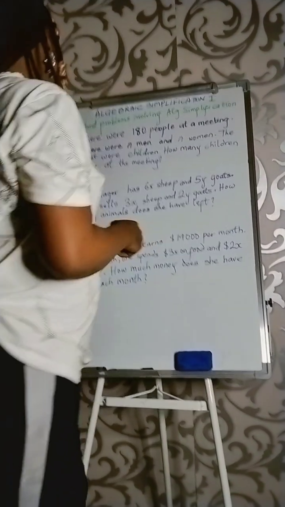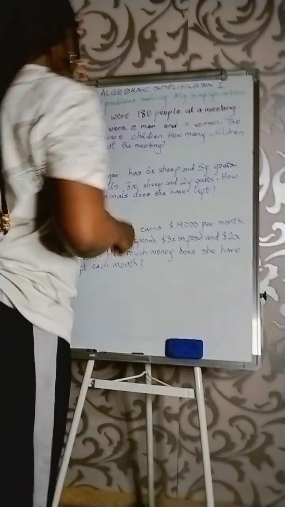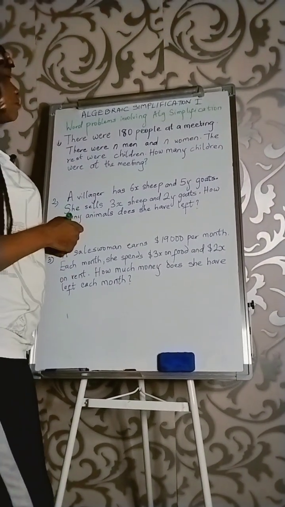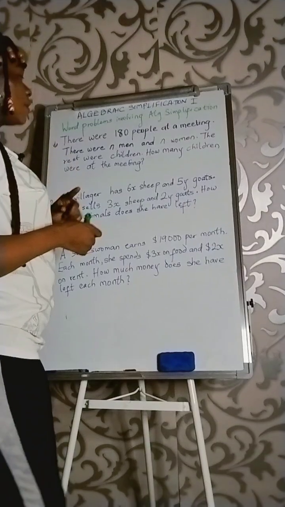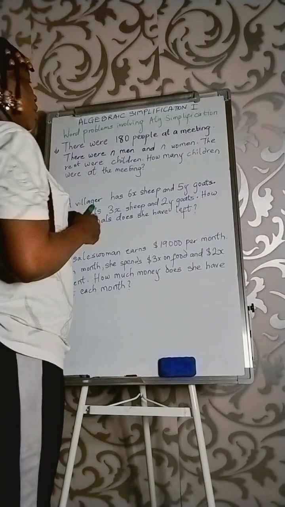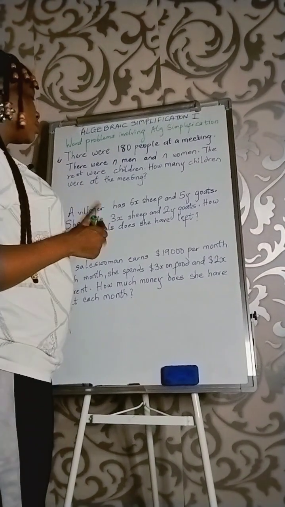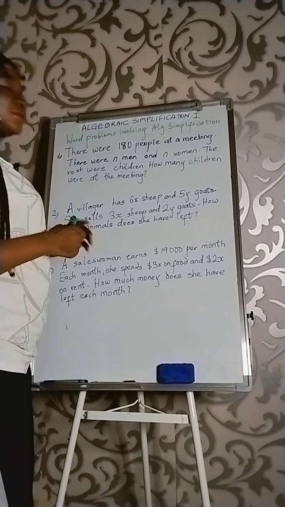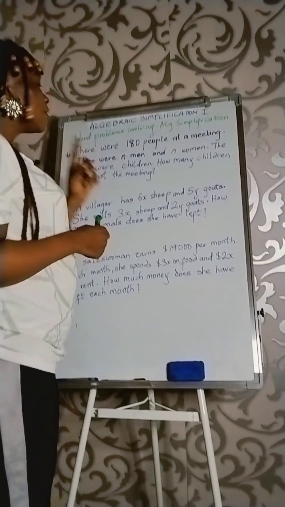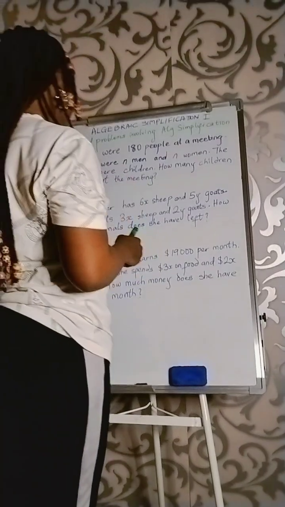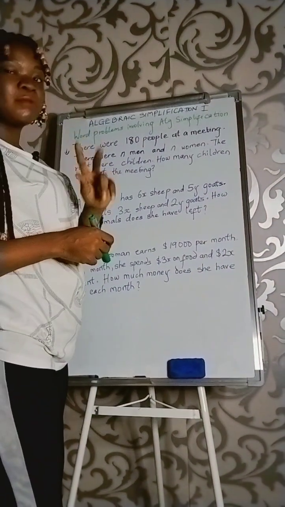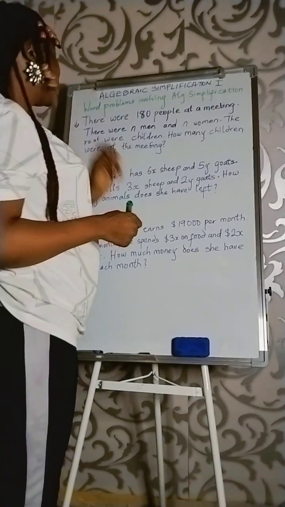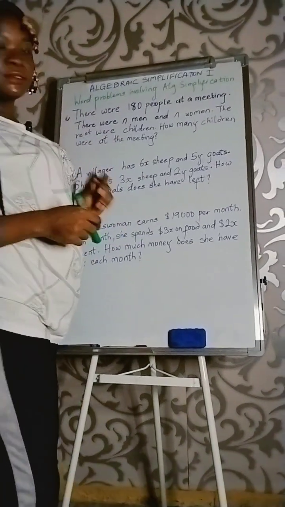So let's start. For the first question, there were 180 people at a meeting. There were n men and n women. The rest were children. How many children were at the meeting? There were 180 people at a meeting. There were n men and n women. The rest were children. How many children were at the meeting?